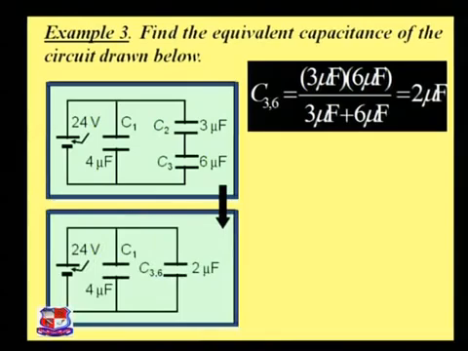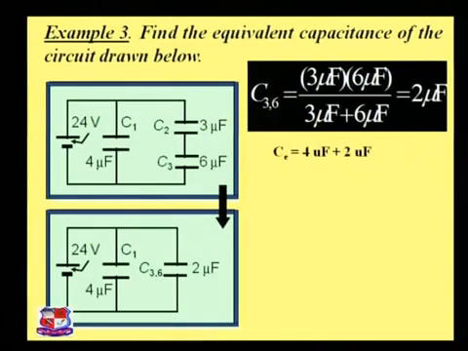In this example, you can replace the capacitors with equivalent capacitance values. Now C1 is 4 microfarad, and C2 and C3 are in series form, 3 and 6. So C2 and C3 give 6 into 3 by 6 plus 3, that is 18 by 9, that is 2 microfarad. So this is the equivalent capacitance value.